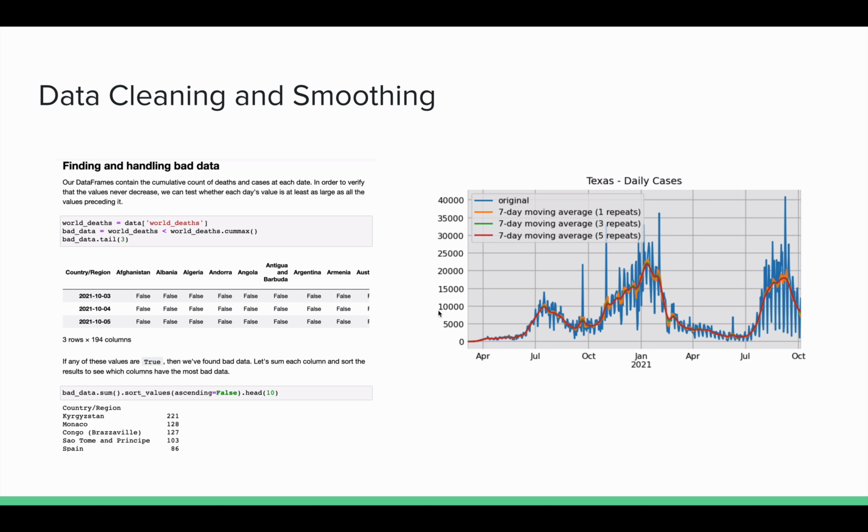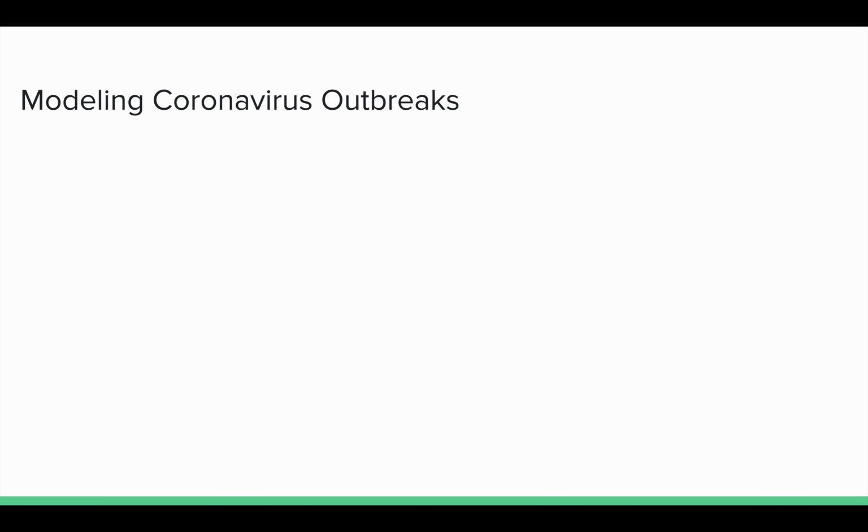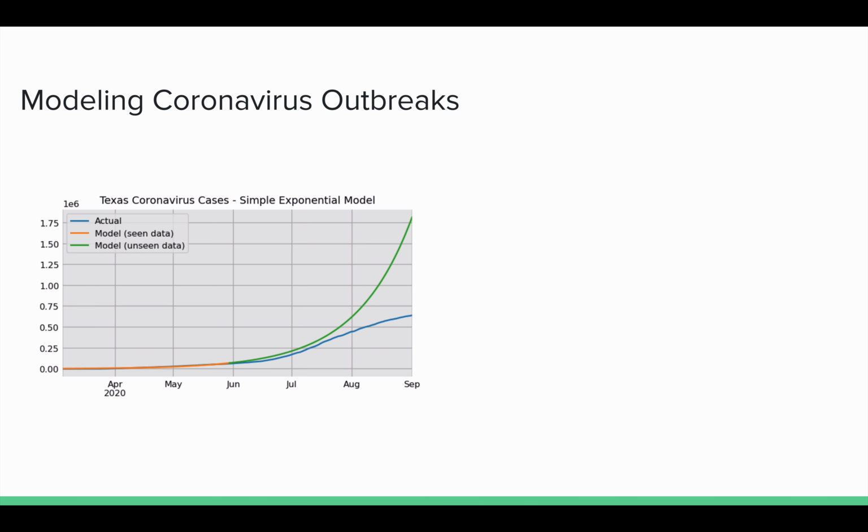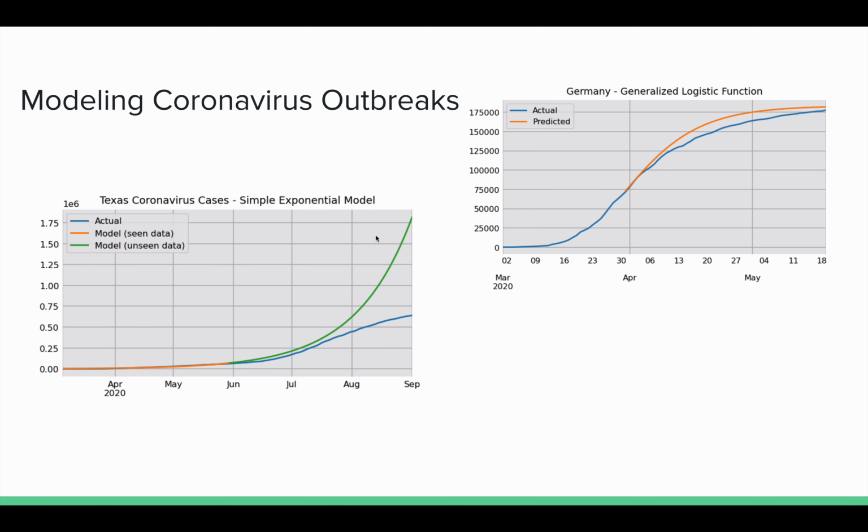Here is one example of smoothing some very jagged data. You'll learn about many different smoothing techniques in this course. After smoothing, we'll develop models for coronavirus outbreaks. We'll look at a number of different models, beginning with fairly simple ones, such as this simple exponential model that you see over here. We'll then move to more complex models, such as the generalized logistic function.